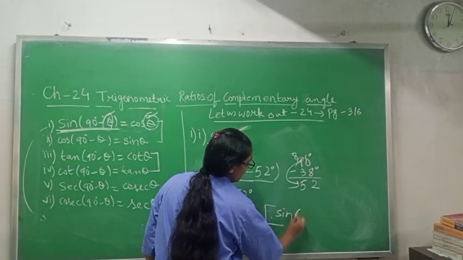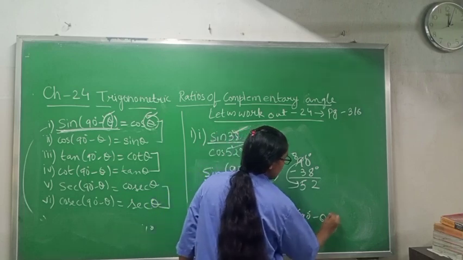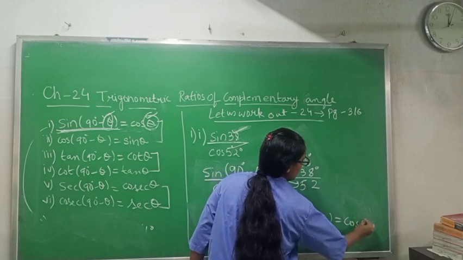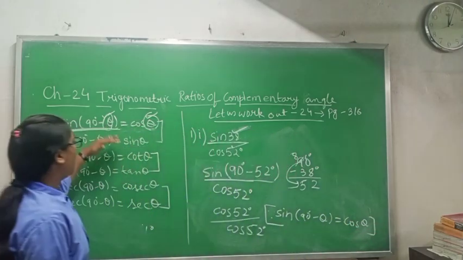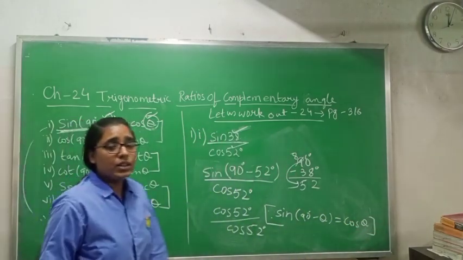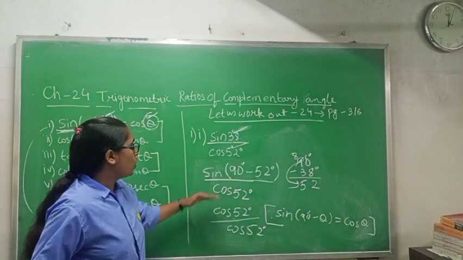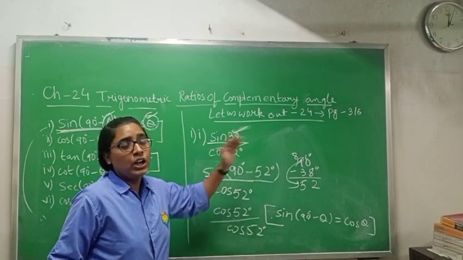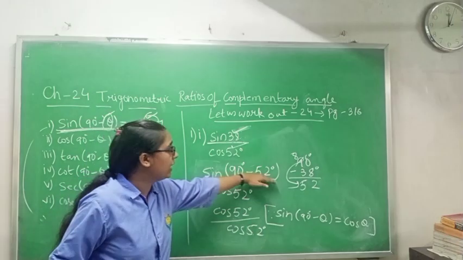Therefore sin(90° − θ) = cos θ. You have to write this formula so that the examiner will understand why you are writing cos 52° in place of sin(90° − 52°). Don't get confused, don't write 38° here.